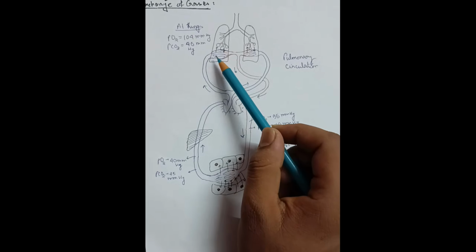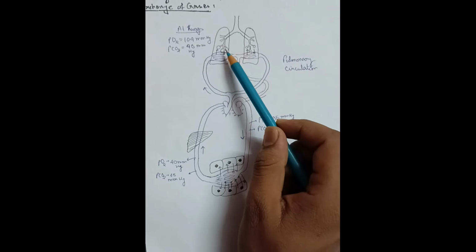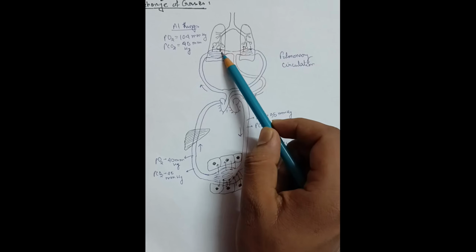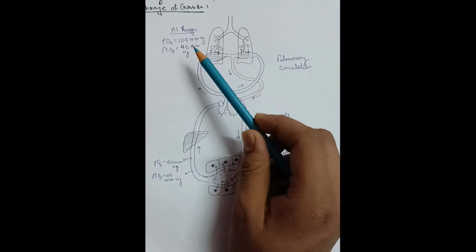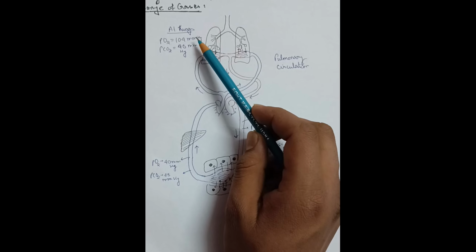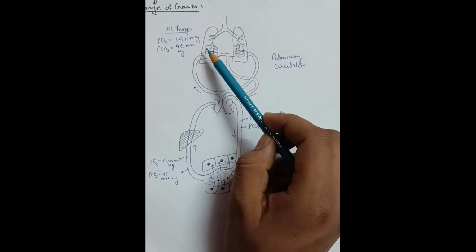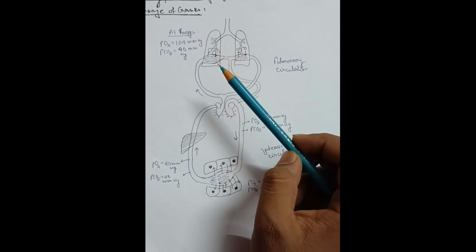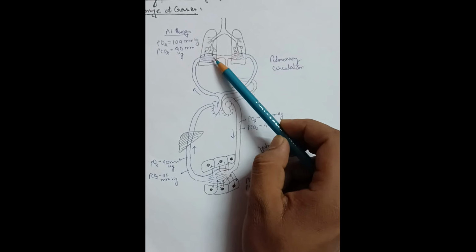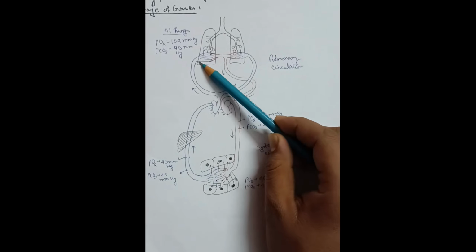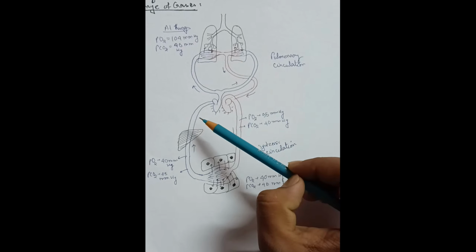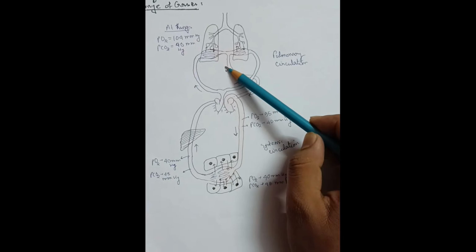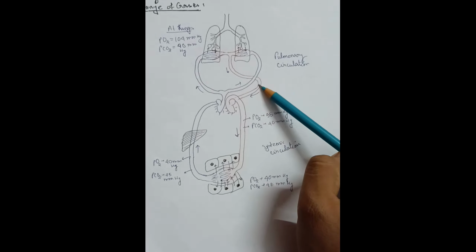So at the pulmonary level or the alveolar level, the oxygen will enter through diffusion into the capillaries due to the pressure gradient, that is 104 millimeter of Hg in the alveoli, and in the venous blood that is 40 millimeter of Hg. So the carbon dioxide leaves and the oxygen enters here. So the deoxygenated blood coming from here is transformed into the oxygenated blood due to this partial pressure difference. Then the oxygenated blood goes into the systemic circulation.